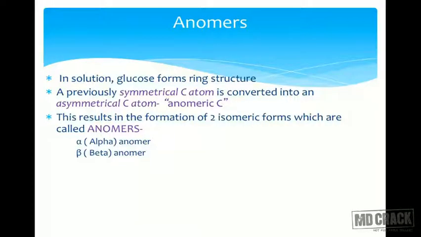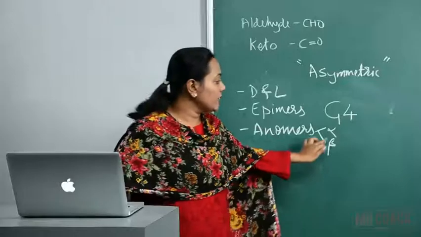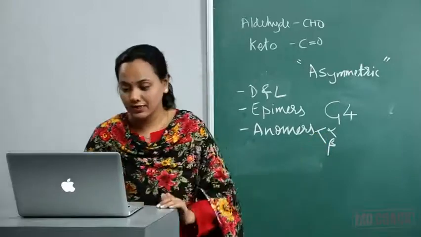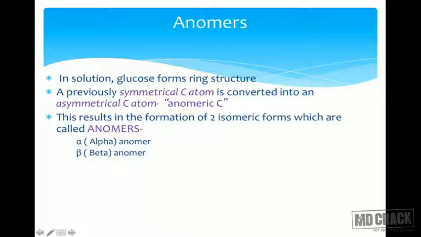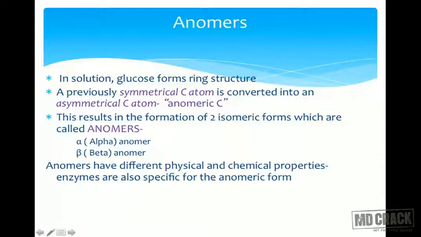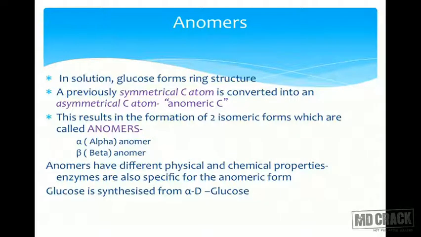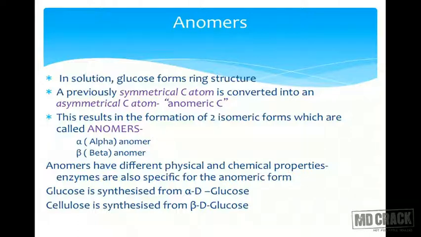Again, why do we need to know it? This is important because when we come to lab diagnosis or when we come within the body, the alpha anomer or the beta anomer can change. So that is the reason why we have to know about the two isomeric anomers of glucose. Anomers have different physical properties, they have different chemical properties, and enzymes are also specific for the particular anomeric form. Now, why do I need to know it? If you look at glycogen, glycogen is synthesized exclusively from alpha D glucose, whereas cellulose is synthesized exclusively from beta D glucose. So that is the reason why we have to know about anomerism.